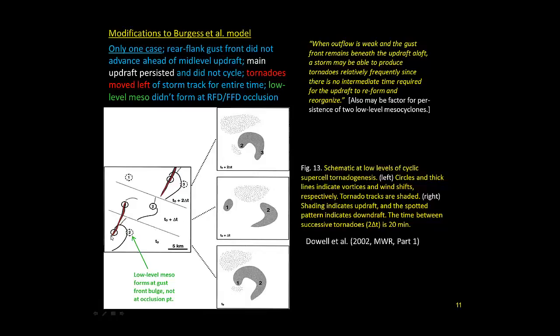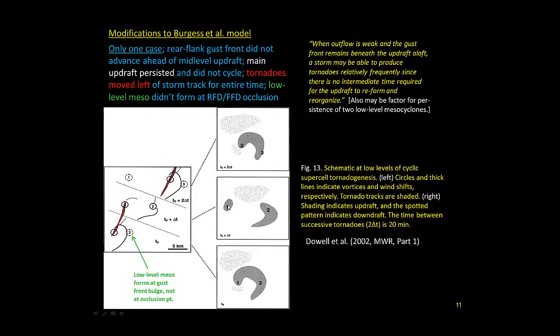So even though you had low-level cycling going on, the main mid-level updraft continued to move northeast. Another thing they noted is that in this case, the tornadoes moved to the left of the storm track for the entire time. It wasn't just as the tornado was occluding that it all of a sudden took that left turn. But otherwise, if you look on the right panel, the dark gray was areas of updraft, the speckling as downdraft. So as you had one occluded mesocyclone in the low levels, another one was developing in the gust front region, again, fairly rapidly in a vorticity-rich environment.